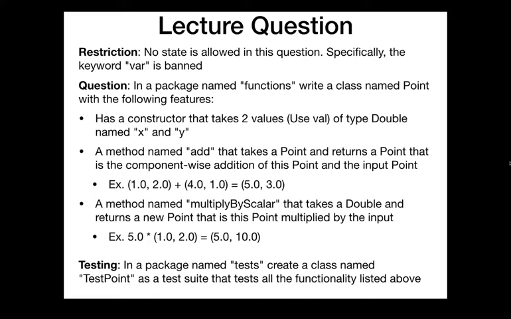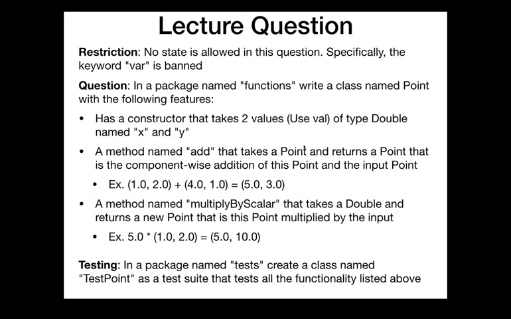So I want to talk about that, why we have that behavior, when we should expect it, when we should not expect it, and how these really work in a lot more detail than just, they kind of act like they're on the stack. So to that end, the lecture question today is to write a point class that has two values that it takes in its constructor using the keyword val, so these cannot change.